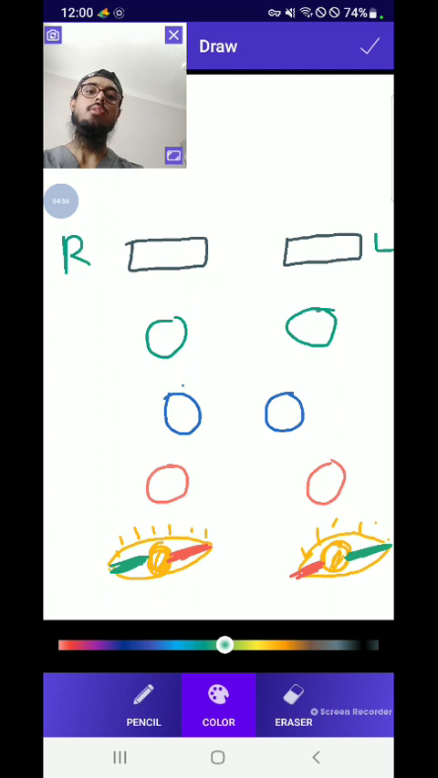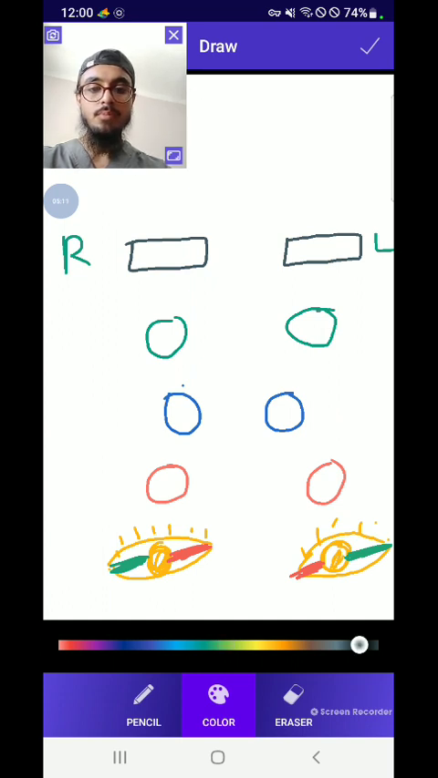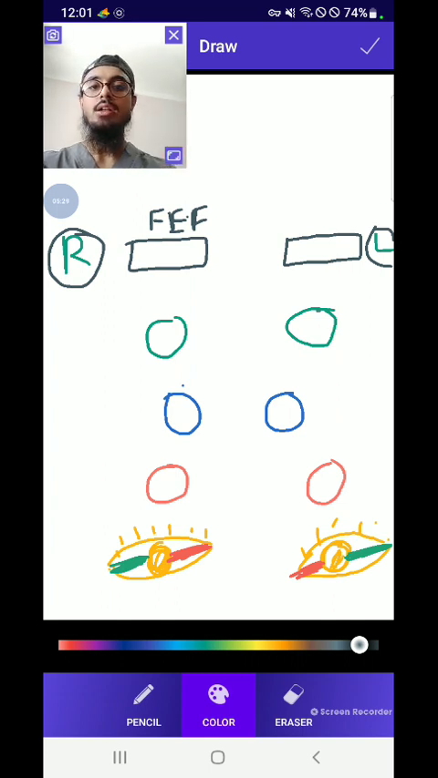So guys, I explain to you the pathway of the frontal eye field. From the frontal eye field I draw the pathway. This is the frontal eye field from the right side, and this is the frontal eye field from the left side. I explain one side, so the same mechanism occurs on the other side.